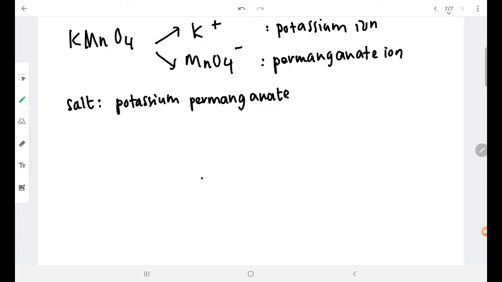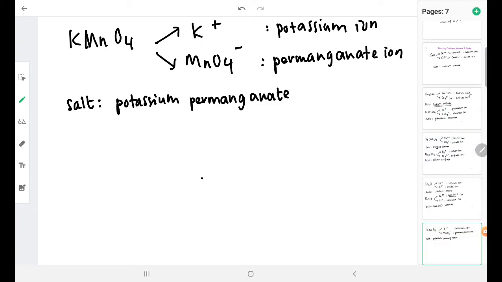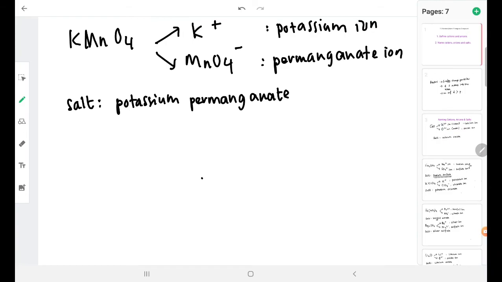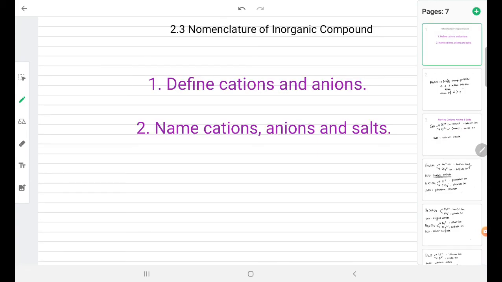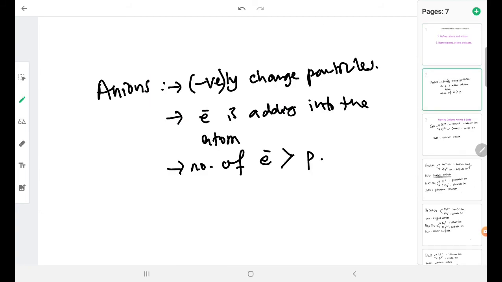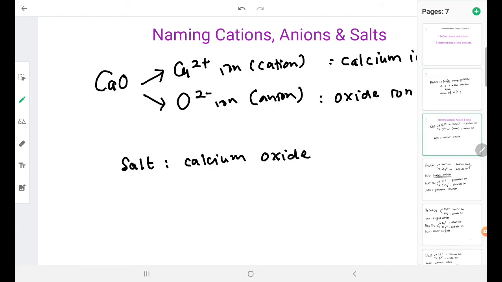So that's all for today. So what we have learned is, first, to define cation and anion. So I repeat once again, cation is a positively charged particle, while anion is a negatively charged particle. And how to name the cation, anion and salt. To name the salt, we need to divide it into cation and anion first, and then we combine the names of cation and anion to get the name of the salt.